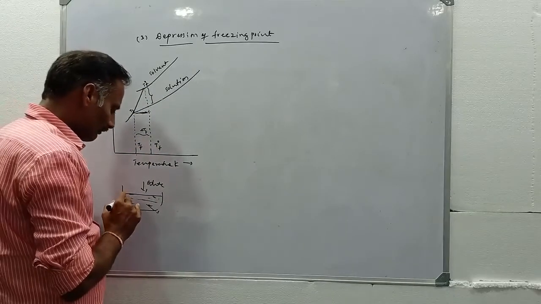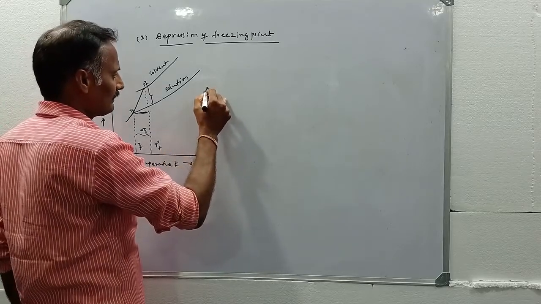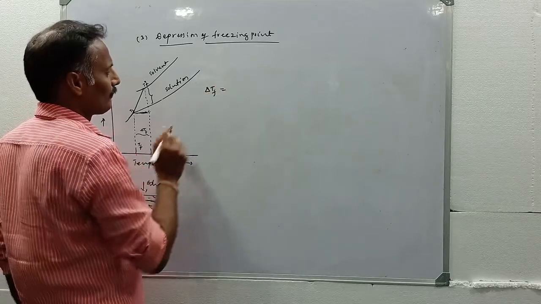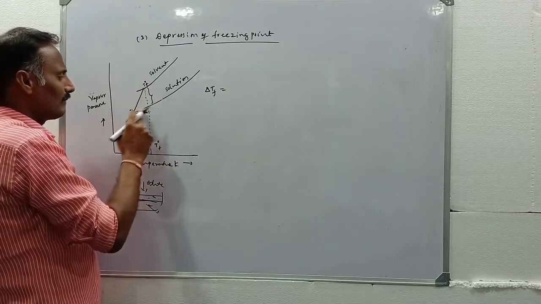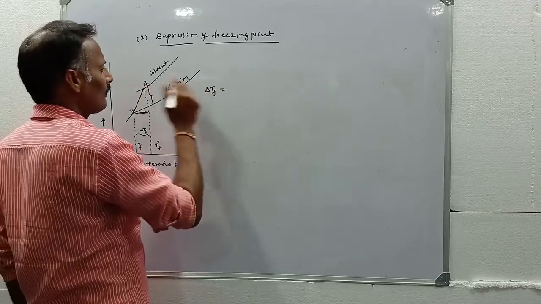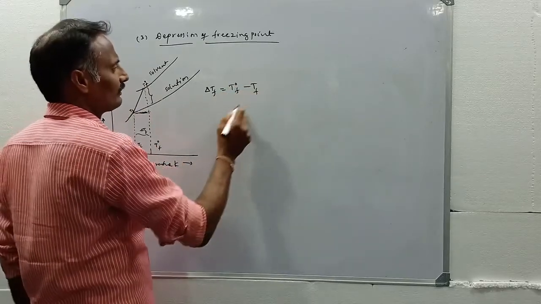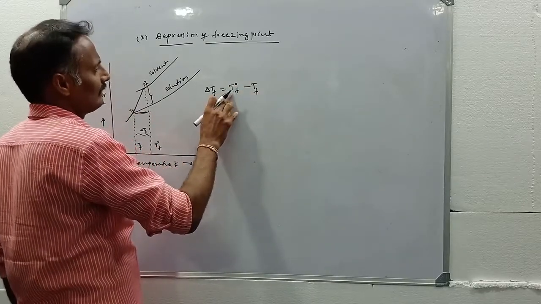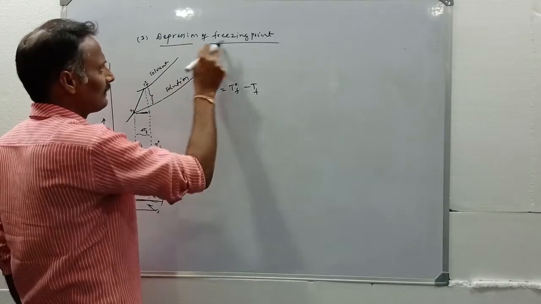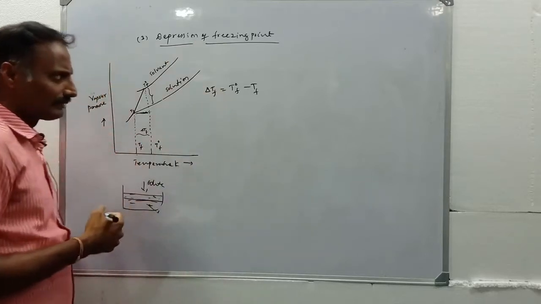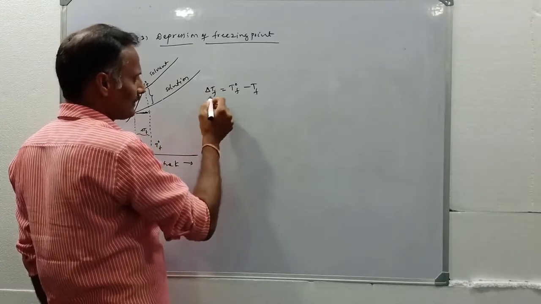The decrease in the vapor pressure is written as delta TF is equal to. And which one has the higher freezing point here? The freezing point of the solvent is more than the freezing point of the solution. That's why the freezing point of the solvent is T naught F, and the freezing point of the solution is TF. The difference between them gives the depression in freezing point, the decrease in freezing point of the solution. Then delta TF is T naught F minus TF.